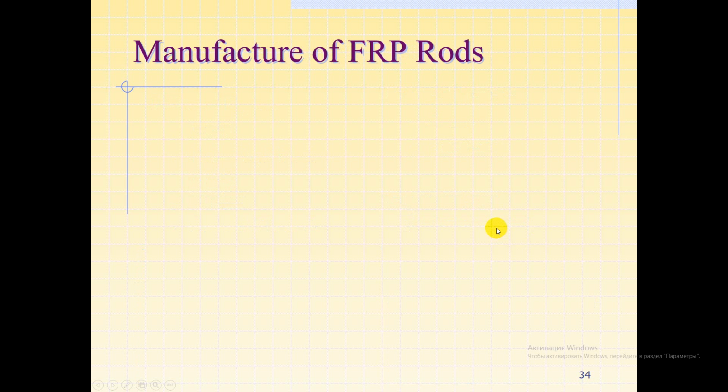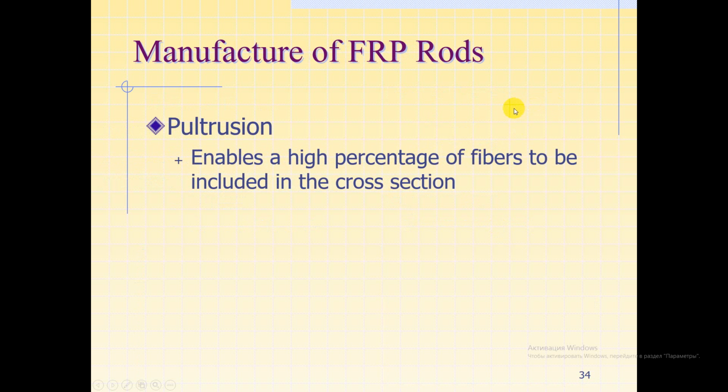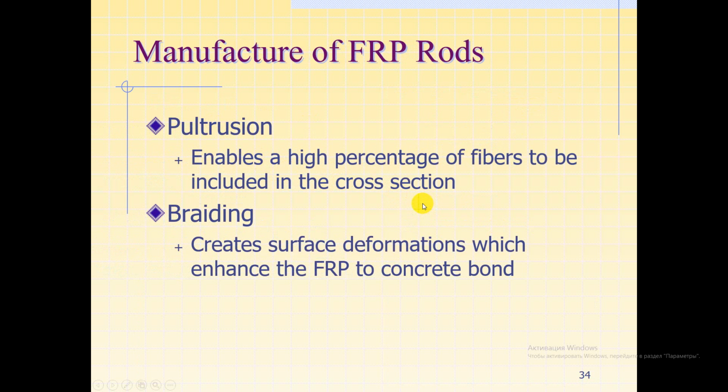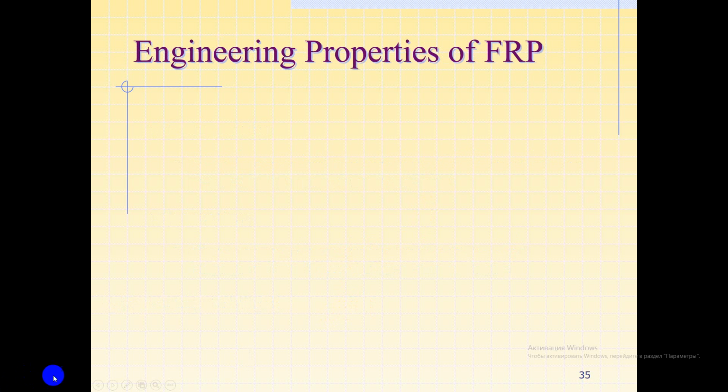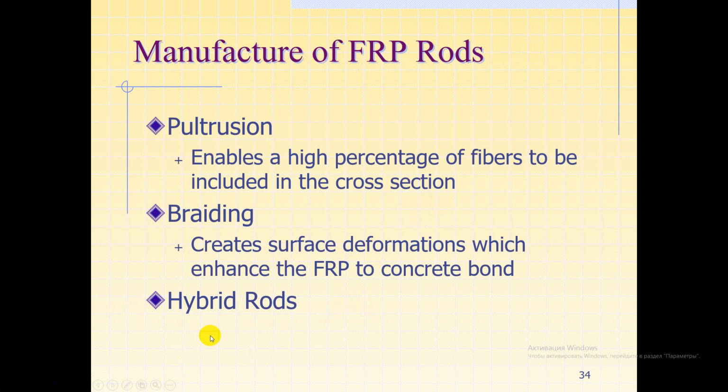Manufacture of FRP rods. Pultrusion enables a high percentage of fibers to be included in the cross-section. Braiding creates surface deformations which enhance the FRP to concrete bond. Hybrid rods. One of the types.